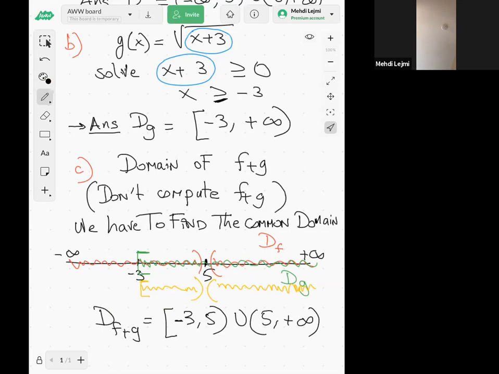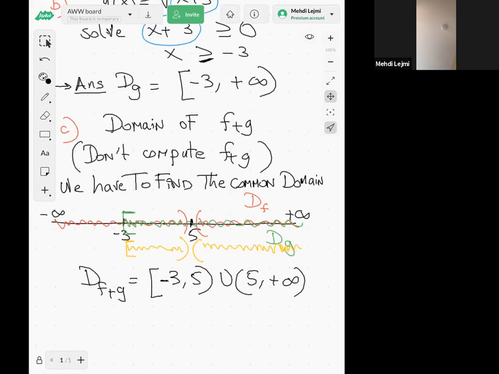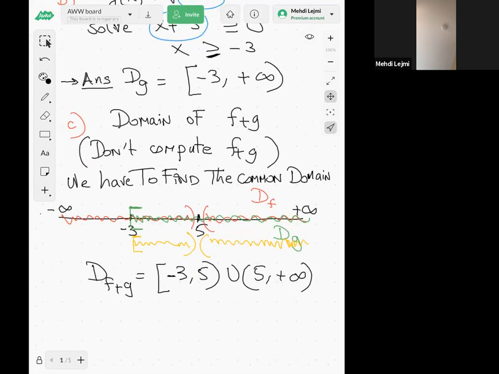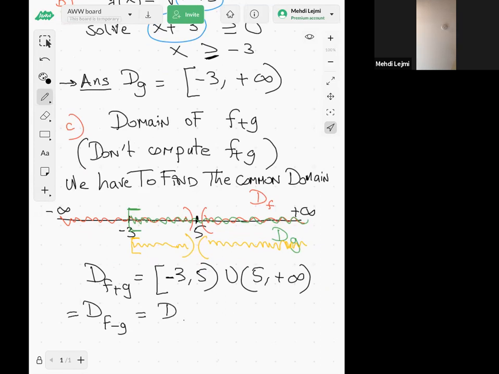So you see, guys, I didn't compute f plus g. You don't have to compute f plus g. Just find this intersection, this common domain. And this answer is also valid for f minus g, or f times g. That will be the same domain.